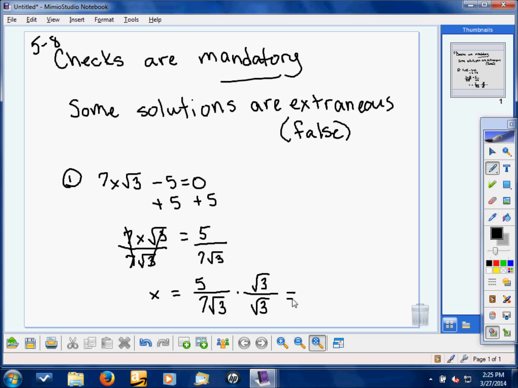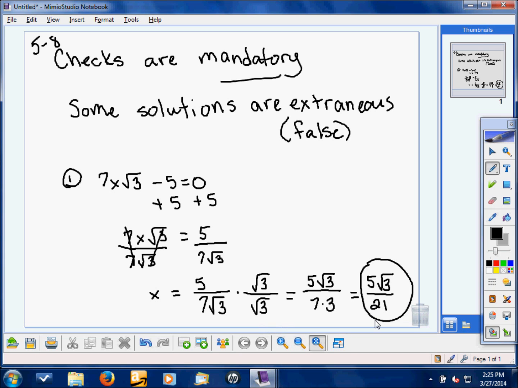So this is actually not too bad. The numerator turns into what, Preston? 5 square roots of 3. And the denominator turns into what, Luke? 7 times 3, which is what, Antonia? 21. Okay, that's all well and good. We have an answer, but we need to check it.